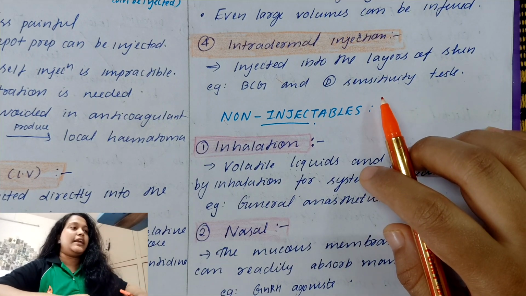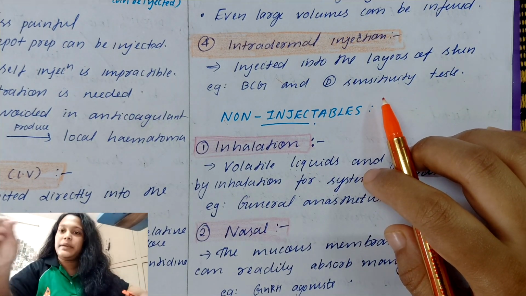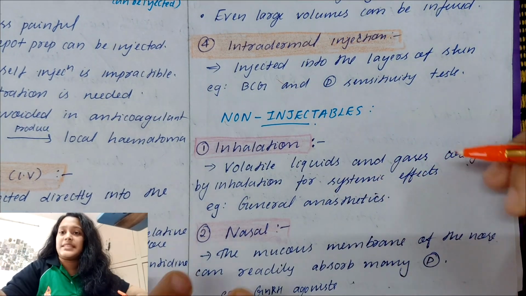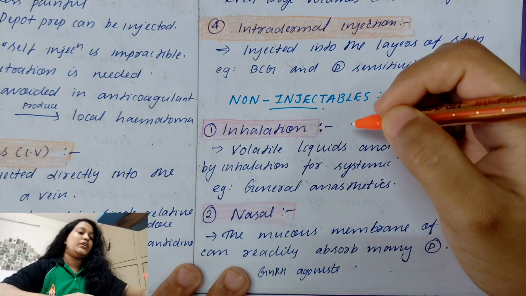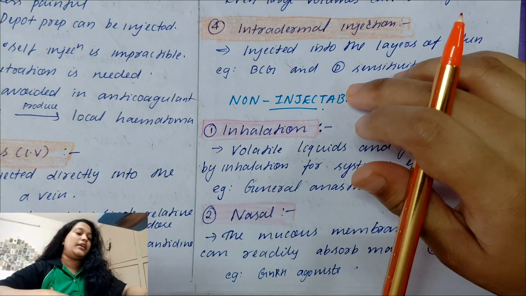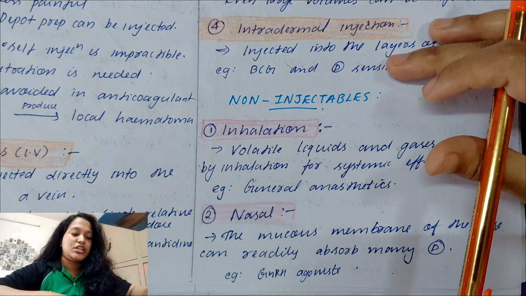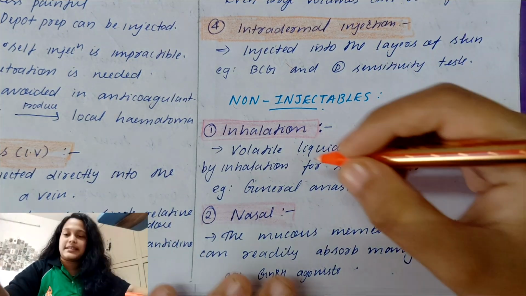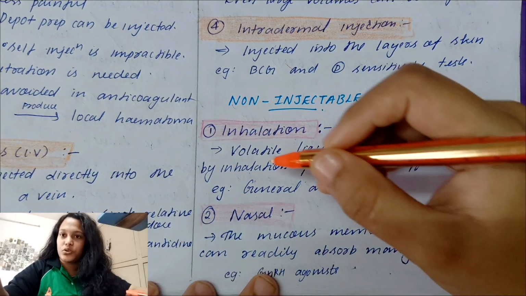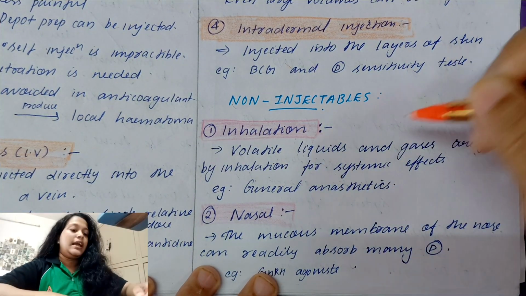It is injected into the layers of the skin. Example, BCG vaccine, and some sensitivity test doses are given through the intradermal route. Now we are going to the non-injectable part. Non-injectables include inhalation, nasal, transdermal and transmucosal. We will first discuss inhalation.